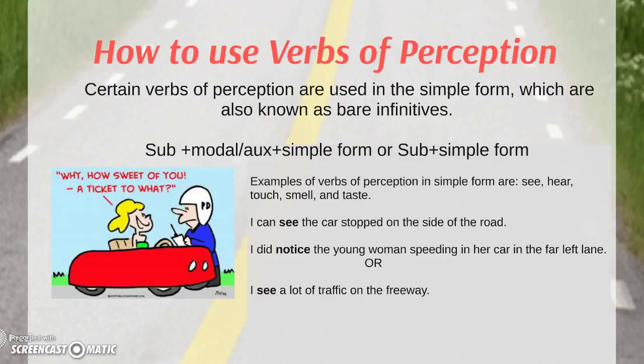Here are a few examples. I can see the car stopped on the side of the road. I did notice the young woman speeding in her car in the far left lane. Or, I see a lot of traffic on the freeway. Please note that the first 2 sentences have a modal or auxiliary preceding the verb of perception in simple form. The third sentence has a subject and a verb in simple form without a modal or auxiliary.